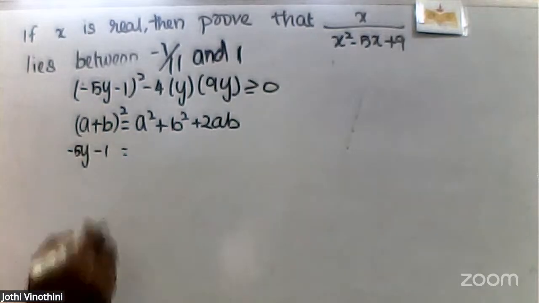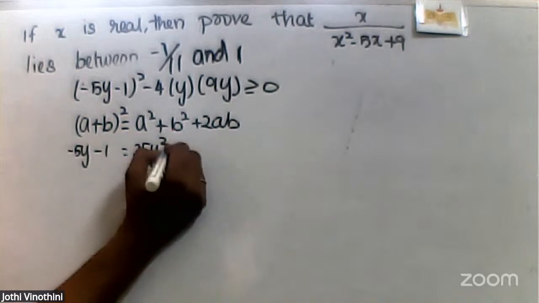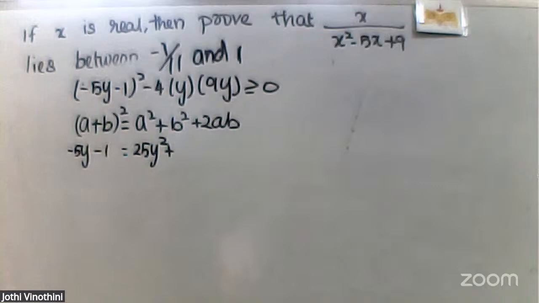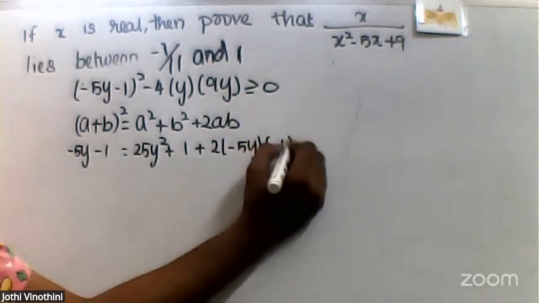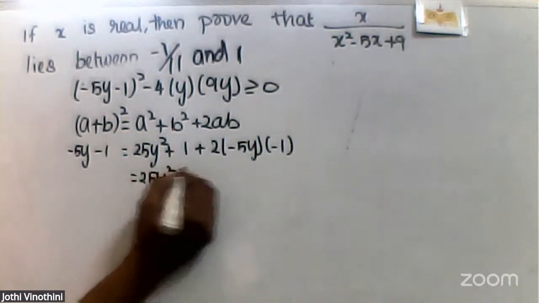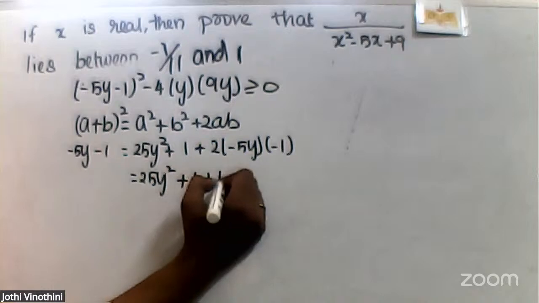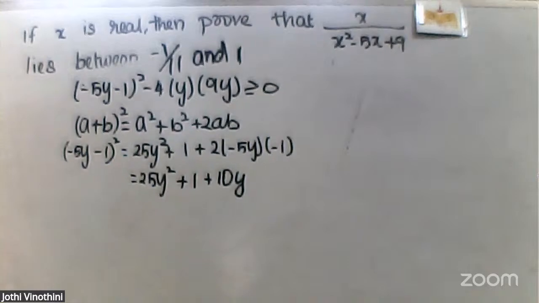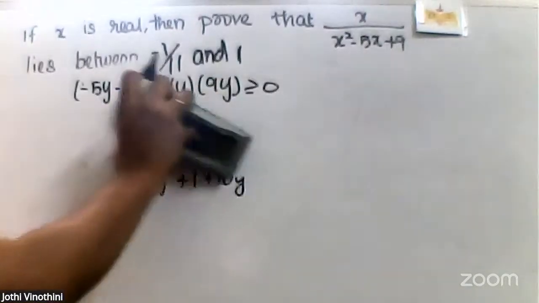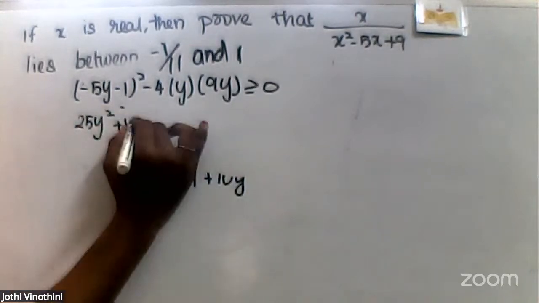Minus 5y the whole square is minus into minus plus, so 25y squared, plus b squared. b is minus 1, so minus 1 the whole squared is 1, plus 2 multiplied by a, which is minus 5y, and b, which is minus 1. So it becomes 25y squared plus 1, plus 10y, since 5 twos are 10 and minus into minus gives plus. So in place of minus 5y minus 1 the whole square, we can substitute 25y squared plus 1 plus 10y.